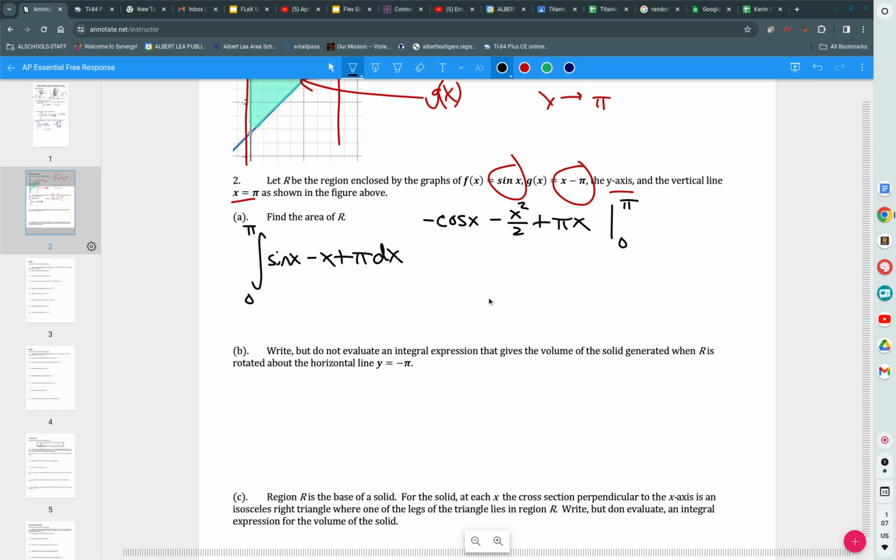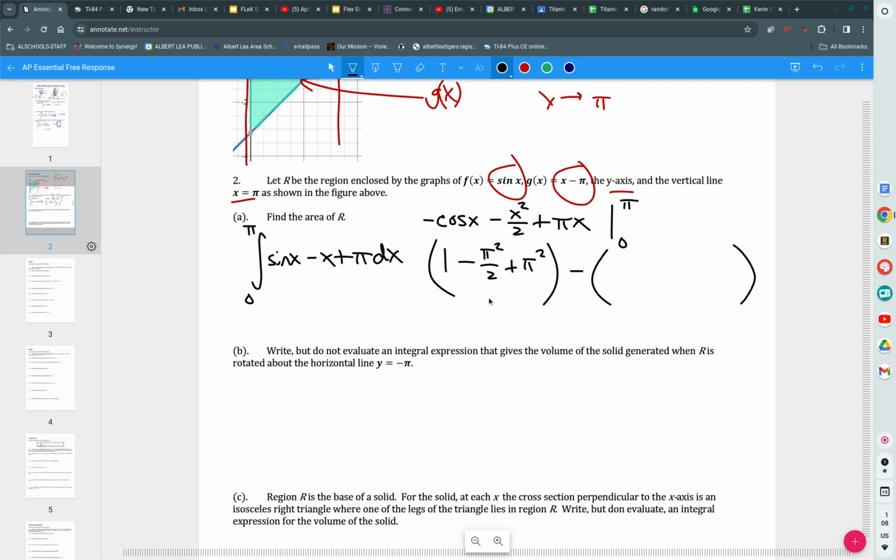So we're going to go ahead and plug in pi. So the cosine of pi is, as you said, what? And times negative 1 is 1, minus pi squared over 2, plus pi squared, minus, then we're going to do our next part here.